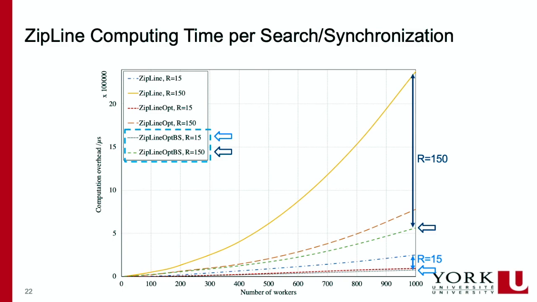We compare ZipLine and its optimization methods on their computing time as a function of the number of workers, which you can see from 0 to 1000 on the x-axis. The y-axis is the computing time, and r is the future iterations we generated during comparison. When r is small, meaning the future iterations of all the workers is small, the difference is not that significant. But when r becomes large, we can see that ZipLineOptBS is very fast. ZipLineOpt is second, and ZipLine, the original one, is kind of slow.